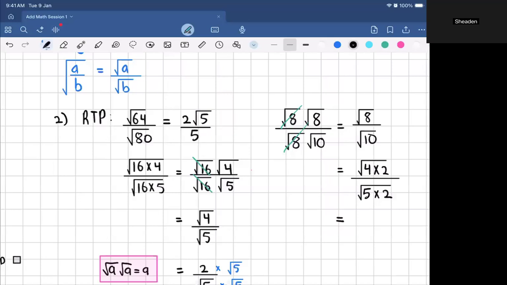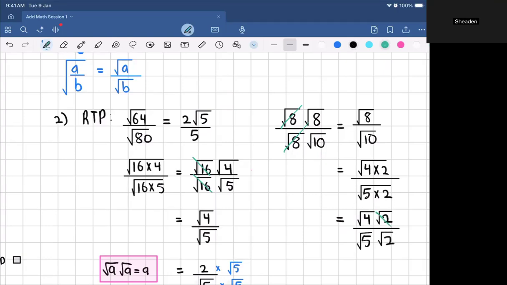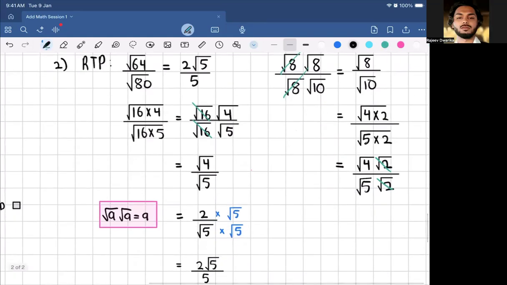Cross out the two root 2s over each other. Wait, you gotta break it up first. When you get advanced, you don't have to do all of these baby steps, you can jump straight to this. But I'm teaching it now, so I take my time. So the root 2 cancels off, and then you get root 4 over root 5. And the square root of 4 is 2.